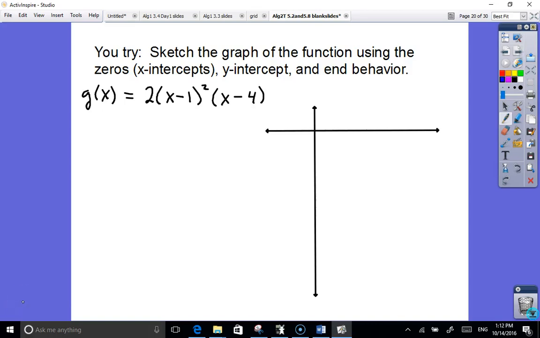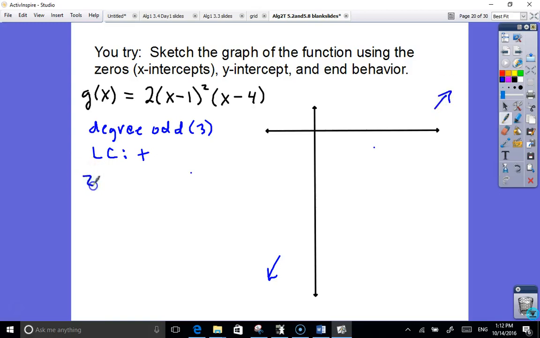So again, in order to know the end behavior, you have to know what is the degree. Is it odd or even? And is the leading coefficient positive or negative? And so what do you say about the degree? Again, the first factor is squared and the second factor is to the first, so it'll be cubed, right? It's to the 3rd power. So the degree is odd. The leading coefficient is positive.